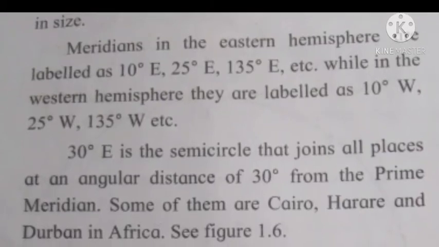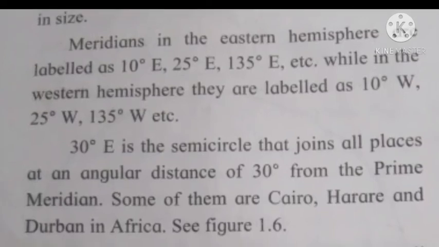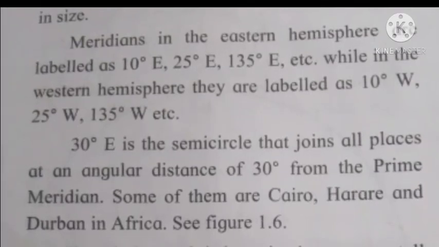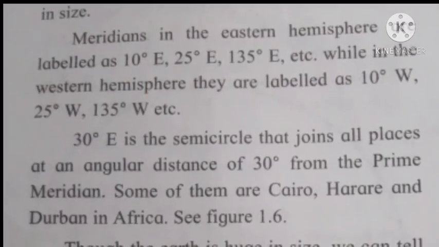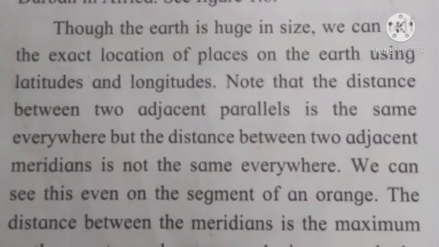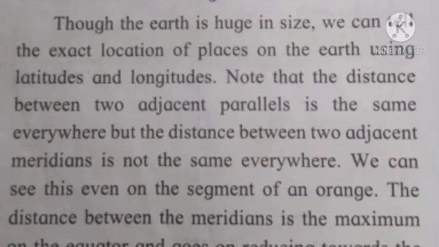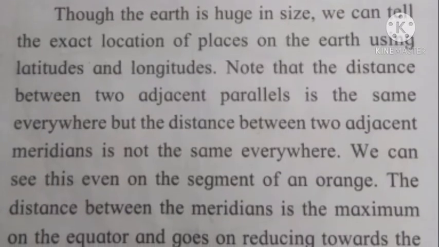30 degree east is the semicircle that joins all the places at an angular distance of 30 degrees from the prime meridian. Some of them are Cairo, Harare and Durban in Africa. See figure 1.6. Though the earth is huge in size, we can tell the exact location of places on the earth using latitudes and longitudes.